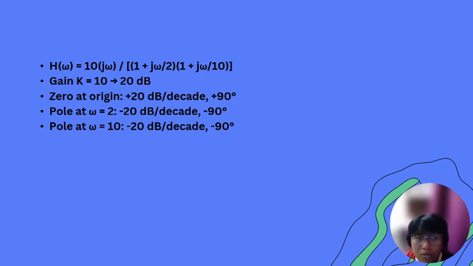H(ω) equal to 10 jω over (1 plus jω over 2) times (1 plus jω over 10). Gain K equal to 10, so we use 20 log, so we have 20 dB. The zero at origin is positive 20 dB decade, positive 90 degrees. Okay, pole at ω equal to 2, we have negative 20 dB decade and the phase is negative 90 degrees. Pole at ω equal to 10, we have negative 20 dB decade, the phase is negative 90 degrees.